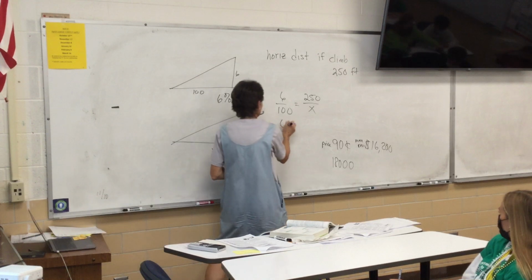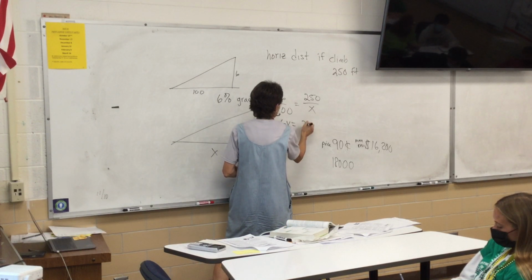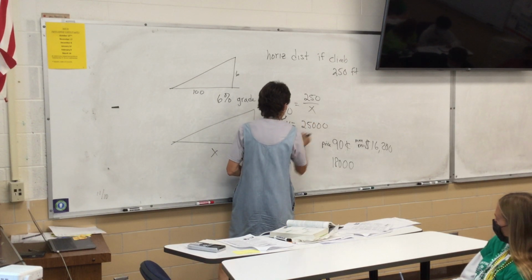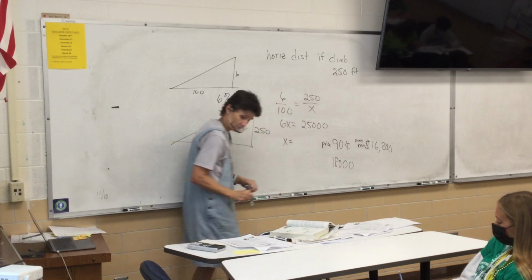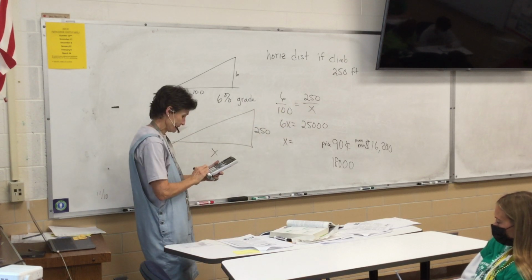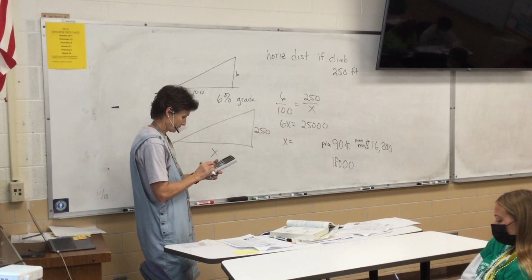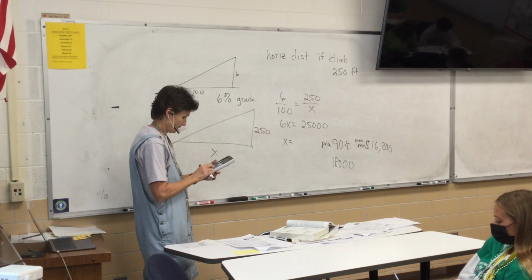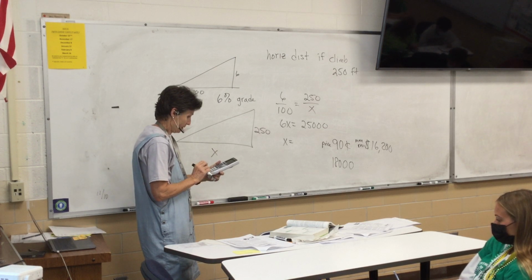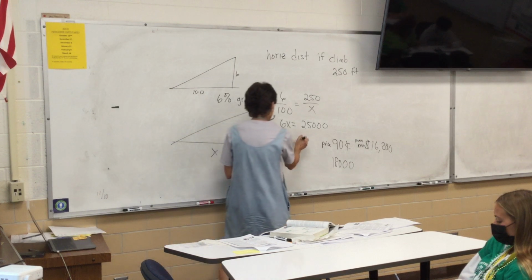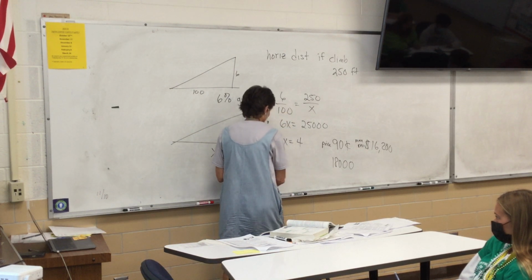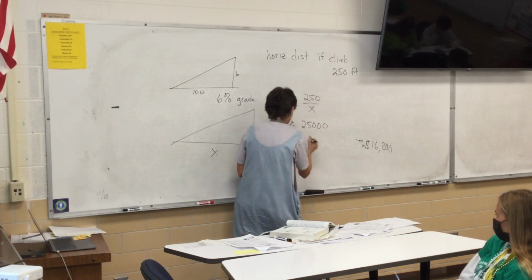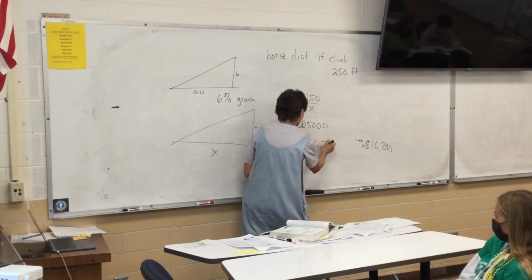So 6x equals that. So whatever that divided by 6 is. I got 4,166.7 feet.